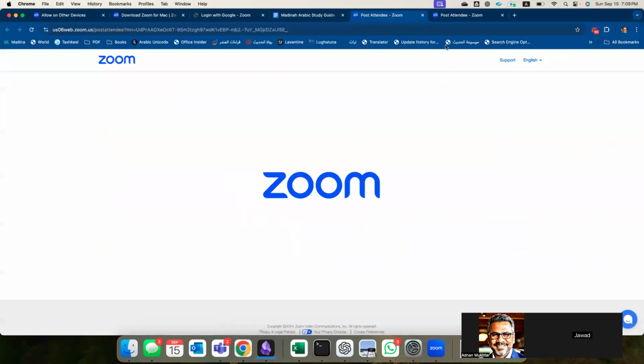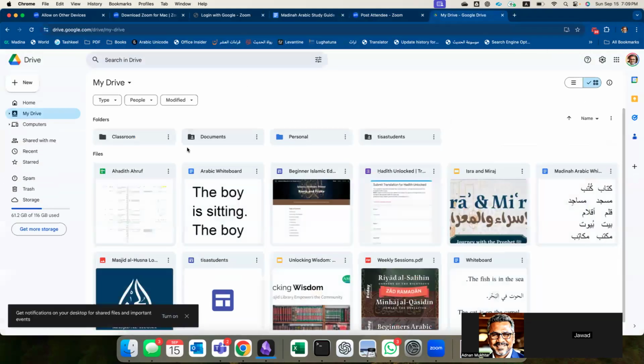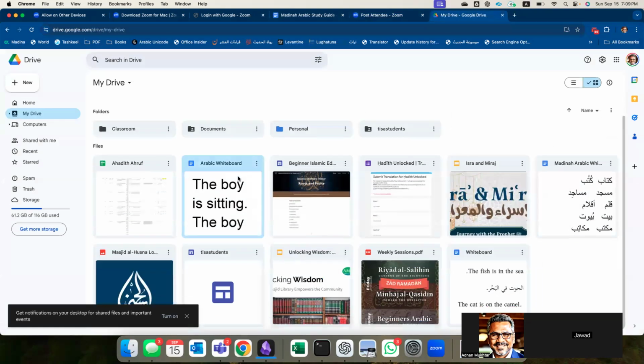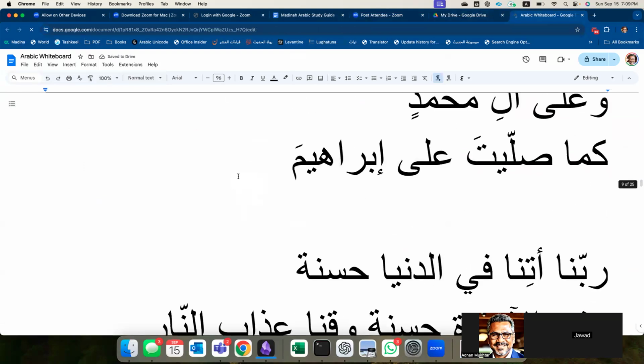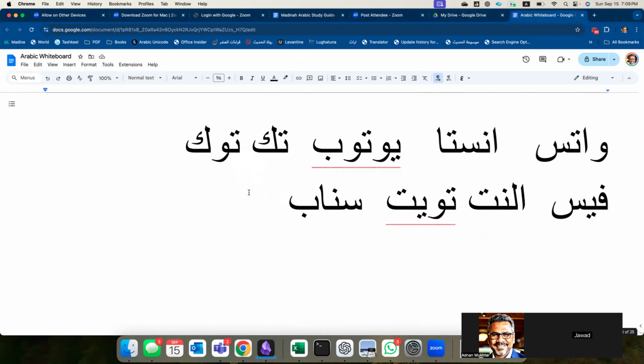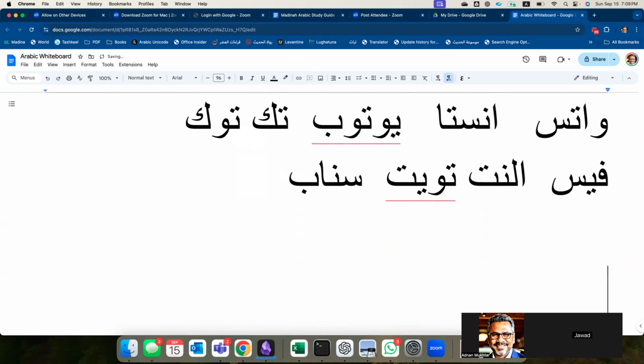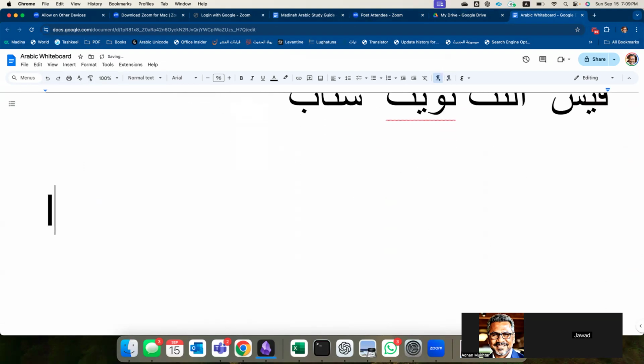Just for the benefit of everybody, we kind of breezed through this last time, so let me go ahead and show you something, because I don't want you to be confused later. Not that you will be, but just in case. Okay. So we learned a new preposition. This is for the benefit of everybody, inshallah.